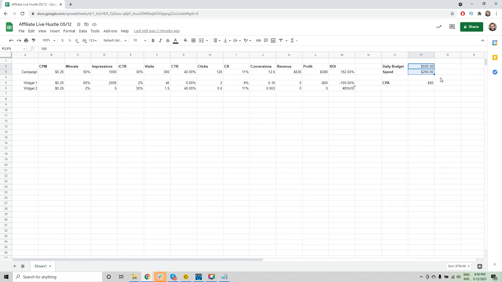We are spending 250 out of our daily budget of 500. So we can increase this bid a bit. All right, so let's move it up to 30 cents. And now, for example, we have a 4% win rate. All right, so that is still not going to be enough, of course, right? We actually want it to be somewhere around that 60%, just like on widget 1, but we're getting there, right?